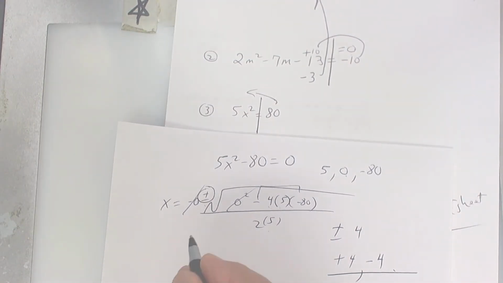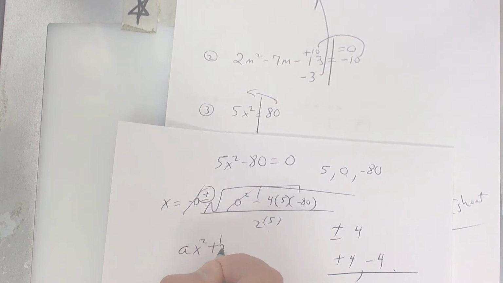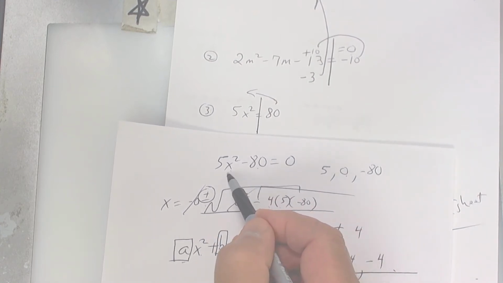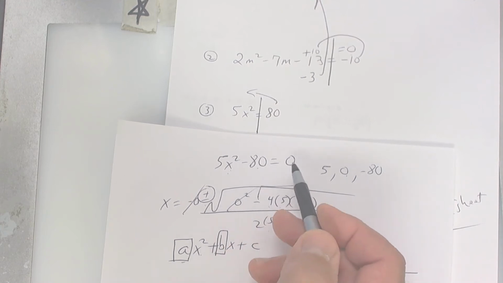So remember this right here, ax squared plus bx plus c. The number in front of the x squared is your a, in front of the x is your b, and this one doesn't have an x. It has an x squared, but not an x. Not the same thing.